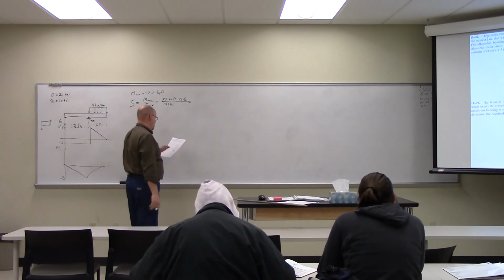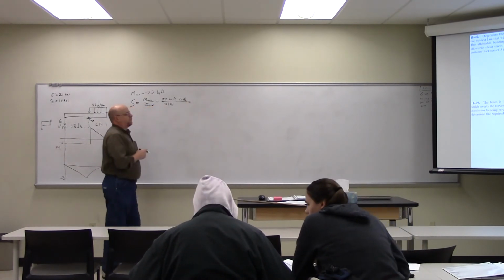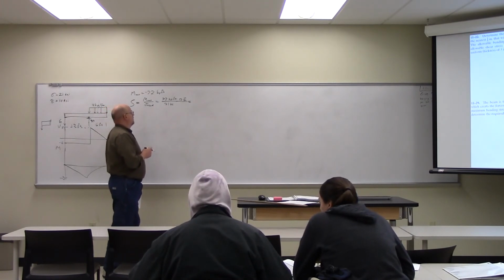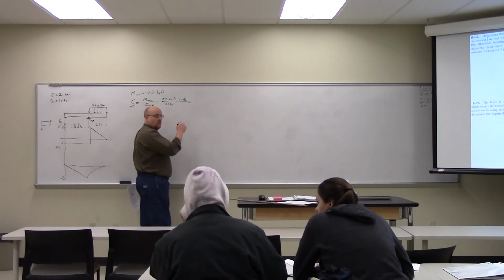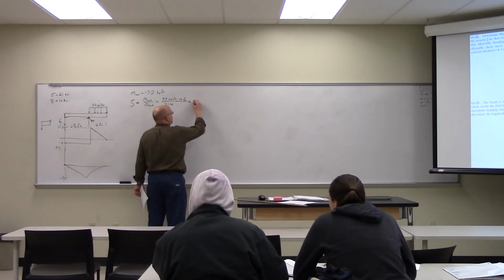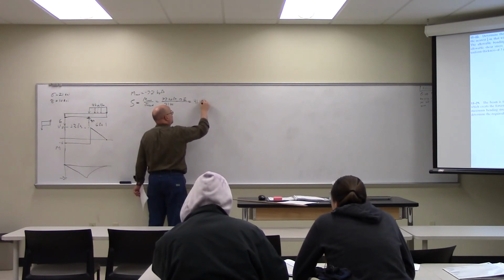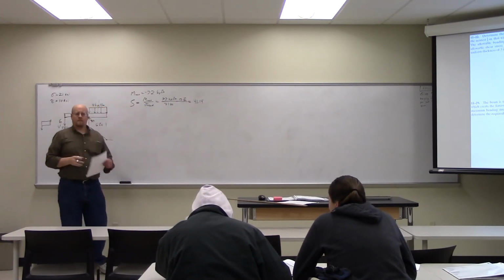They didn't give me the value. What is that? 2 sevens times 4. What is it? 41.14. That's my S. Okay, what does that tell me?